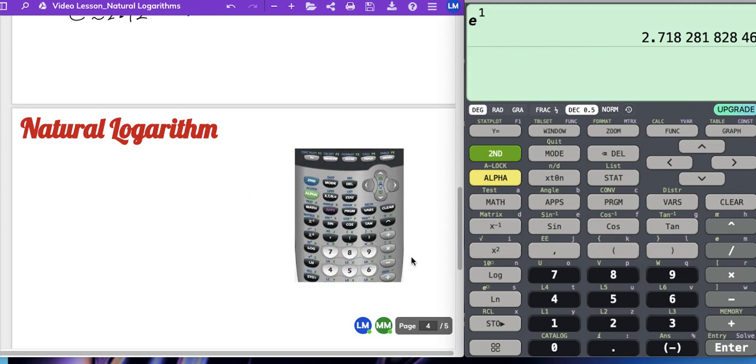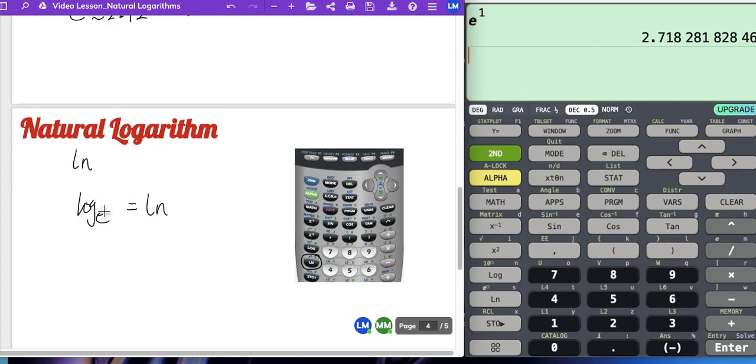So if you check the key here, you see the ln, right? And if you see the graphing calculator here, this key here, you see the ln. Then what is ln? Ln is actually the same as log e. So when we use e as a base, instead of writing log e, we actually write ln.